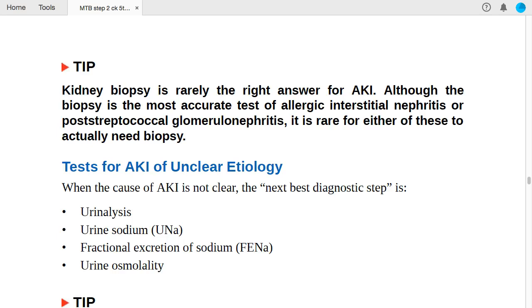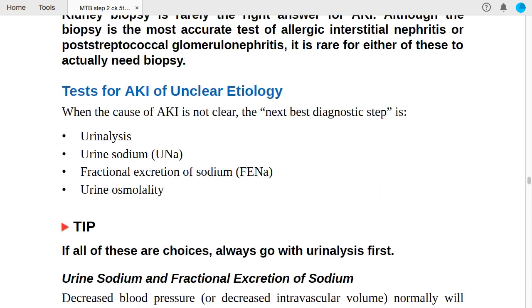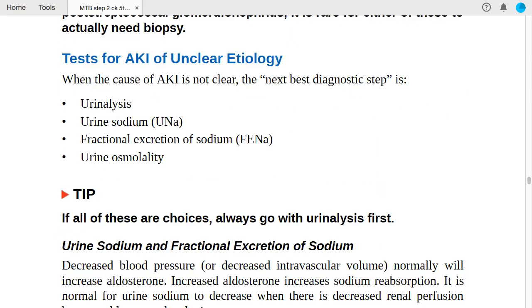Now, tests for acute kidney injury of unclear etiology.